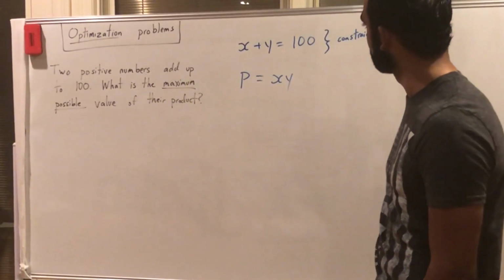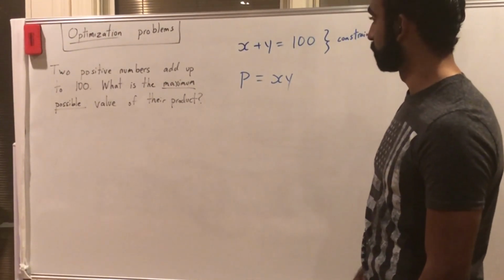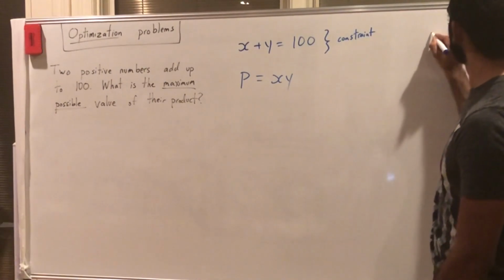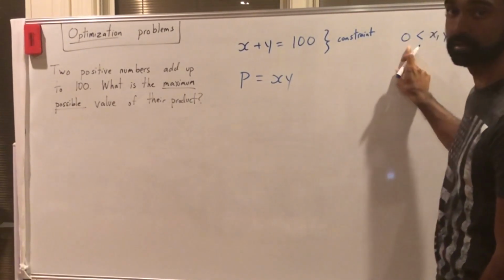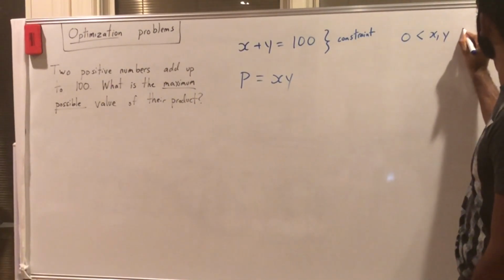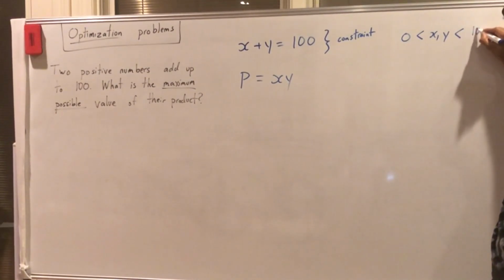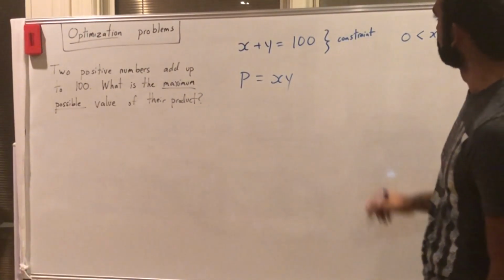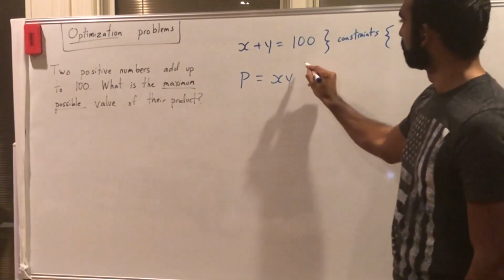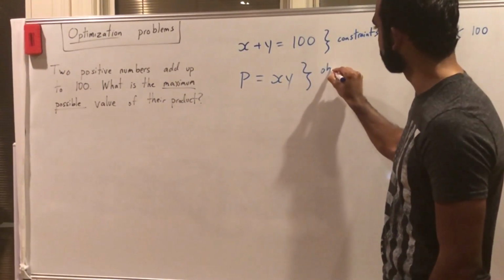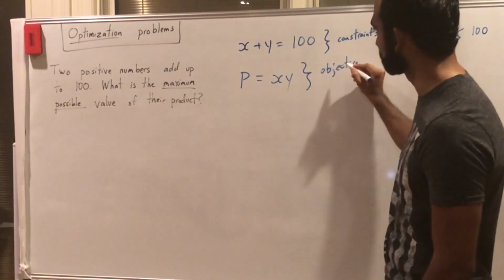Would another constraint be that x and y both have to be greater than 0? Oh, that's another one too. X and y are both strictly greater than 0, yes. They're both positive, and also they're less than 100. So say constraints, plural, like so. This right here is what's called your objective function. It's what you're trying to maximize or minimize. The objective is, in this case, to maximize it.